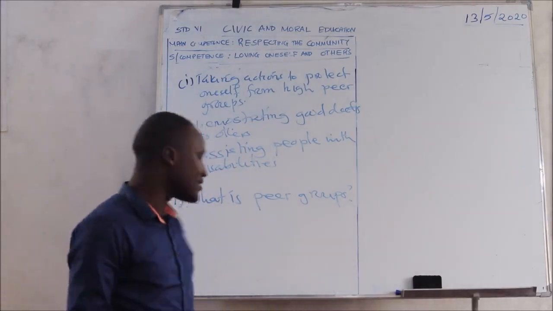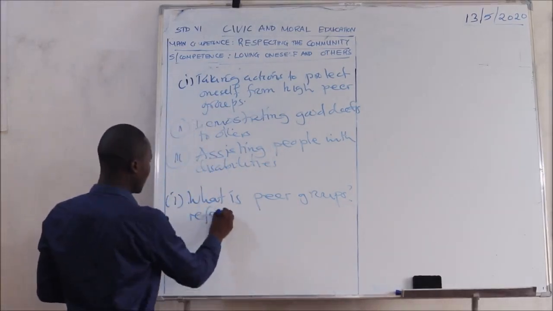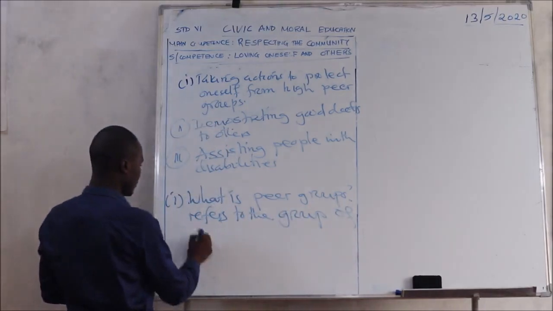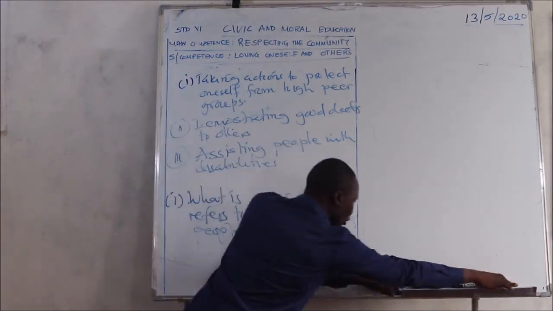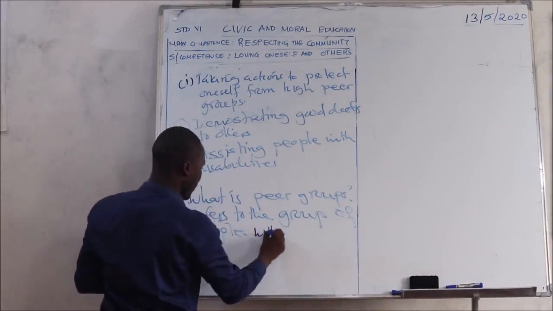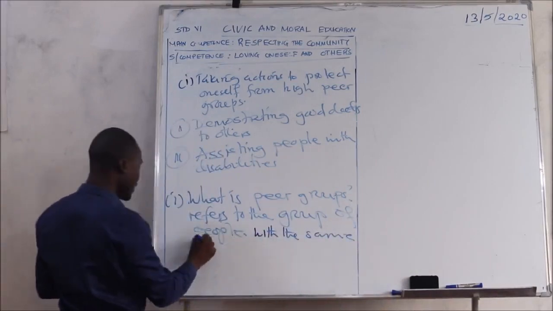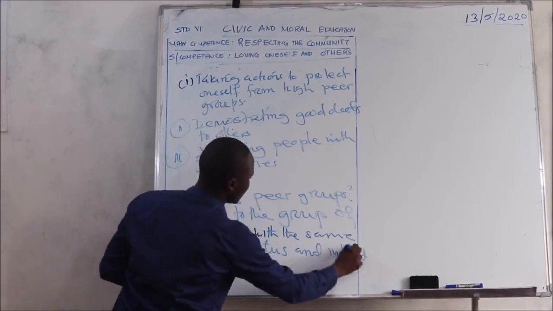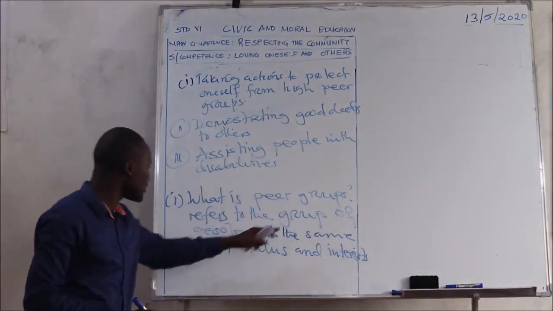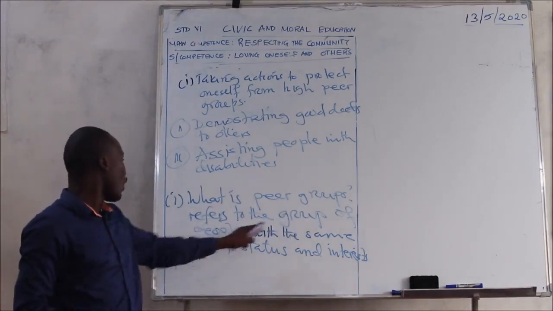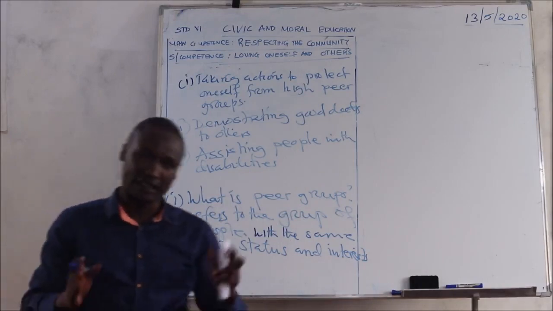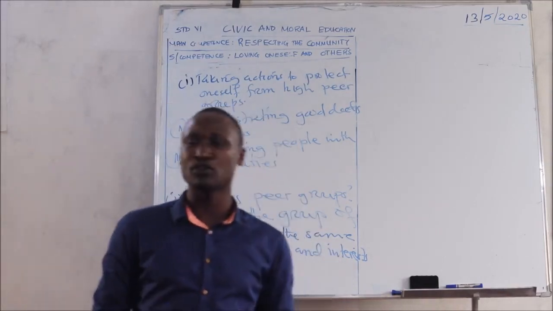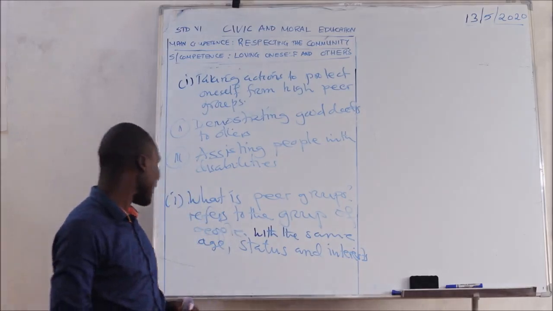Peer groups refers to the group of people with the same age, status, as well as interest. When you say peer groups, it means a group of people with the same age, status, and interest. That is the meaning of peer groups. In our community we have a lot of examples of peer groups, so we have to look after one another.